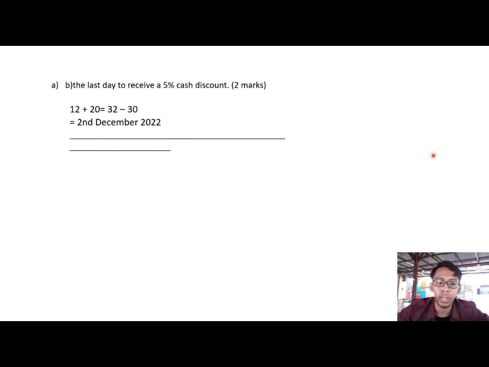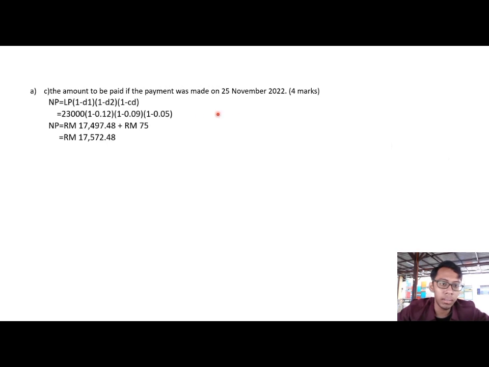December. For the last question, the amount to be paid if the payment was made on 25 November. So we use the formula of net price. The only difference is that this time we will add the cash discount. So 23,000 ringgit, bracket 1 minus 0.12, bracket 1 minus 0.09, and 1 minus 0.05. So the answer will be 17,497 ringgit 48 cents.